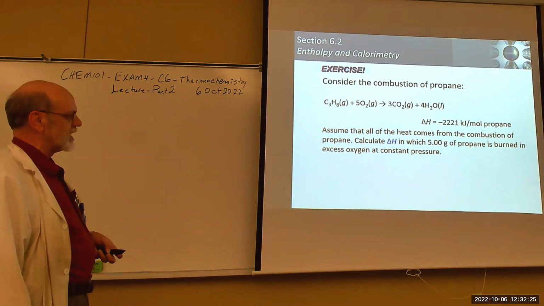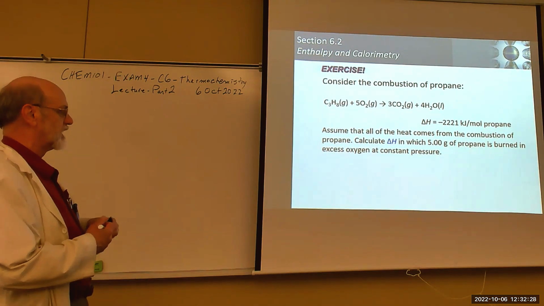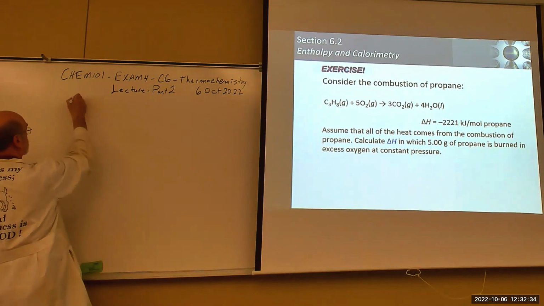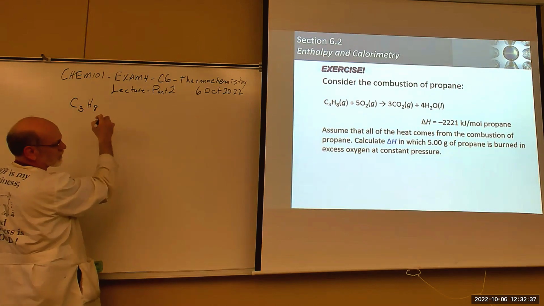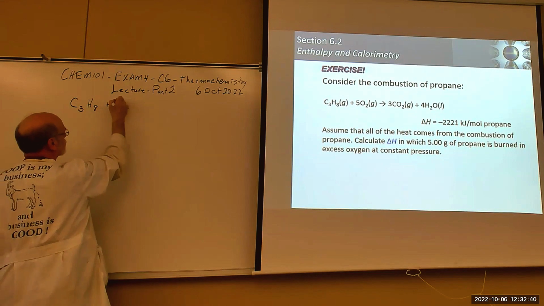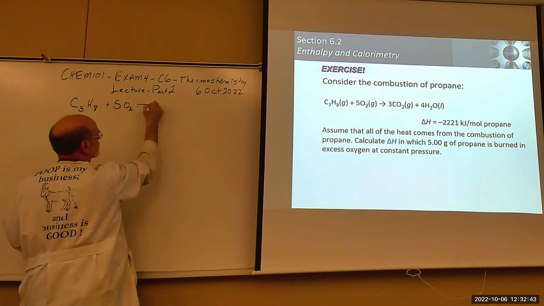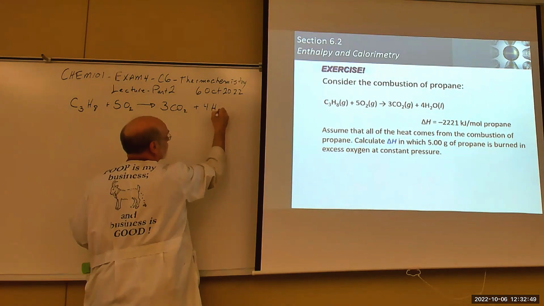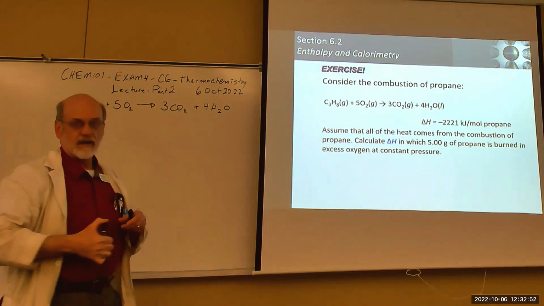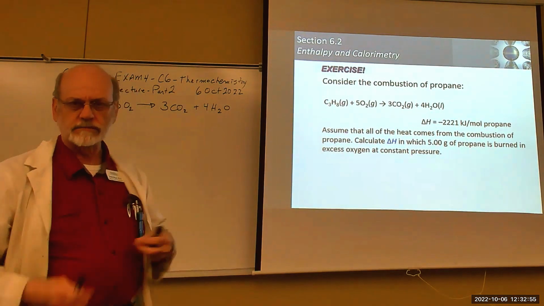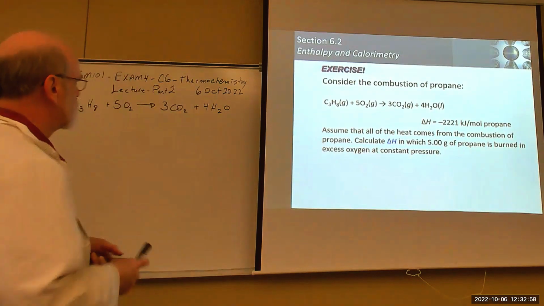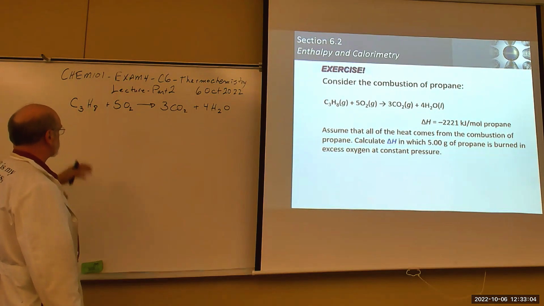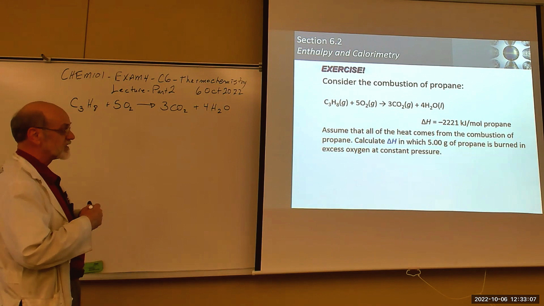Okay, so calculate the delta H in which 5 grams of propane is burned in excess oxygen at constant pressure. I guess I better write the equation up here. I'm going to leave the phases out for compactness. And this is like any other equation. You can't do anything with it unless the equation is balanced. We can check ourselves and we'll find that it is balanced.